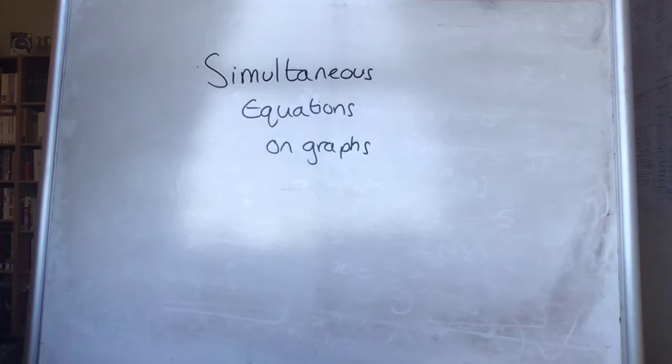In the previous video, we looked at simultaneous equations, and we can use the solutions to a pair of simultaneous equations to represent the points of intersection of their graphs. So let's look at an example. Let's say we have the following.